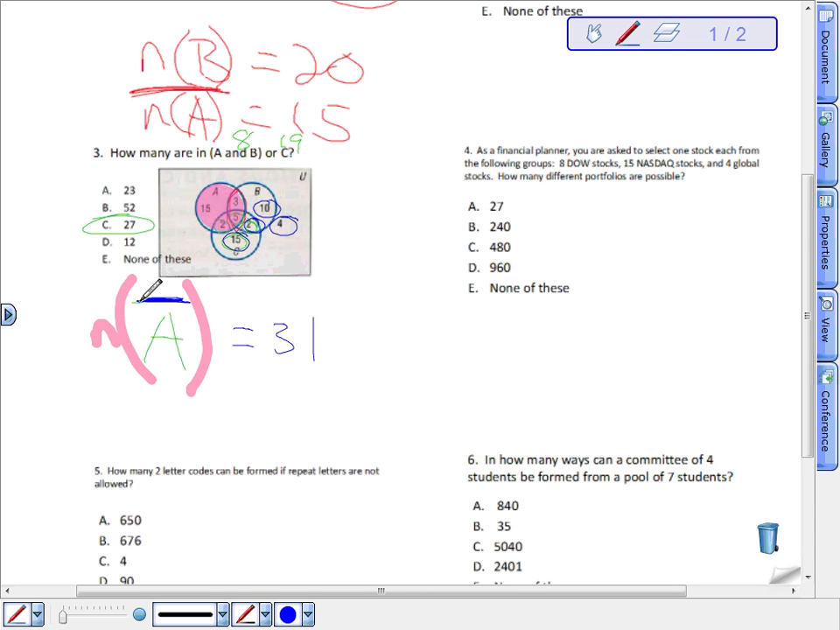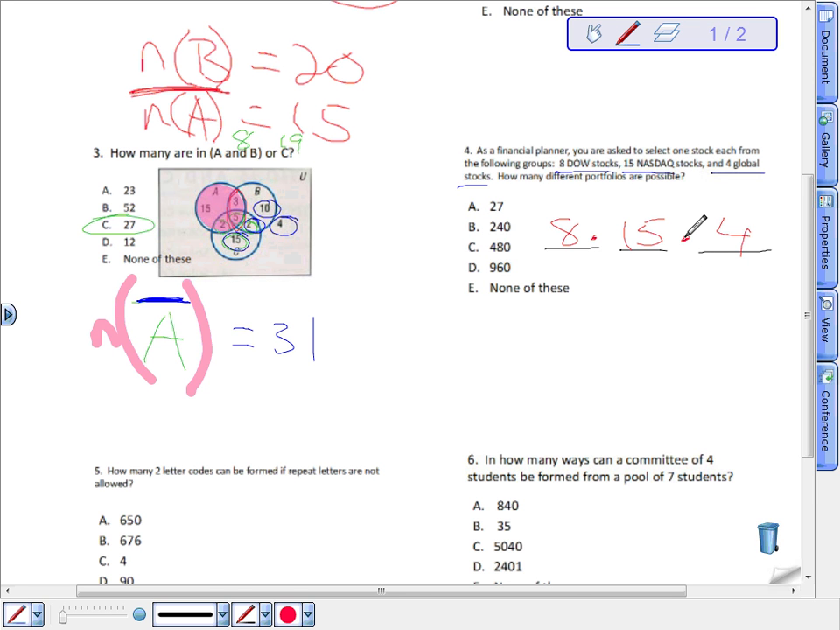These are totally independent events. To count these would be 8 Dows, 15 stocks, and 4 global stocks, because we're going to be millionaires someday. How many different portfolios are possible if we have to select one from each one? This is independent. We put lines out. Do you remember lines? We have 8 Dow stocks, so we have 15 NASDAQ stocks and 4 global stocks. To find out how many different ways we could purchase these, we multiply those to get our answer.